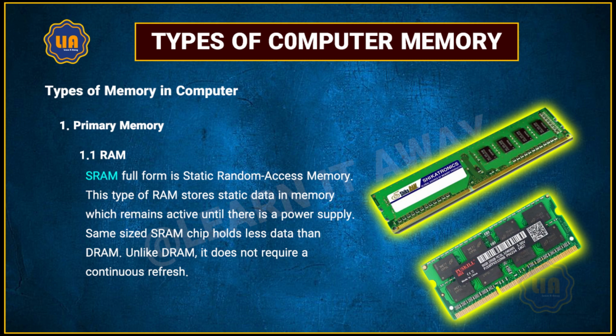SRAM full form is static random access memory. This type of RAM stores static data in memory which remains active until there is a power supply. Same-sized SRAM chip holds less data than DRAM. Unlike DRAM, it does not require a continuous refresh.